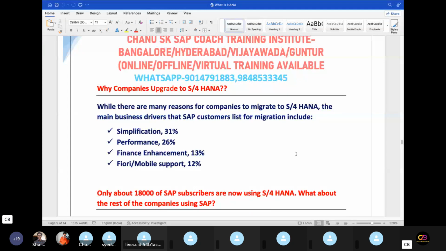Because of this Fiori apps concept, 12% of the simplification comes. So why do companies want to upgrade to SAP S/4HANA? Because of simplification, performance, finance enhancement, and Fiori apps. These are the reasons companies want to migrate to SAP S/4HANA.